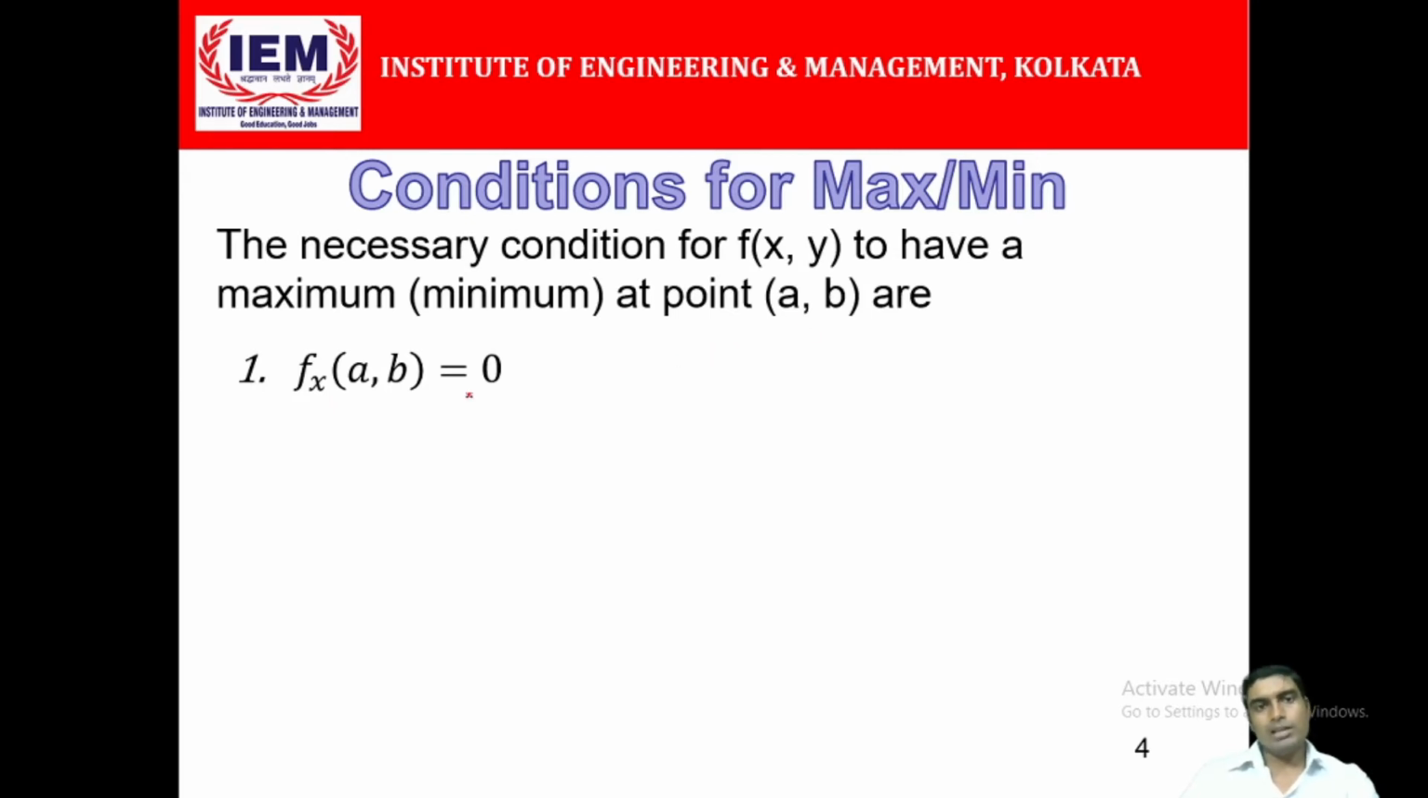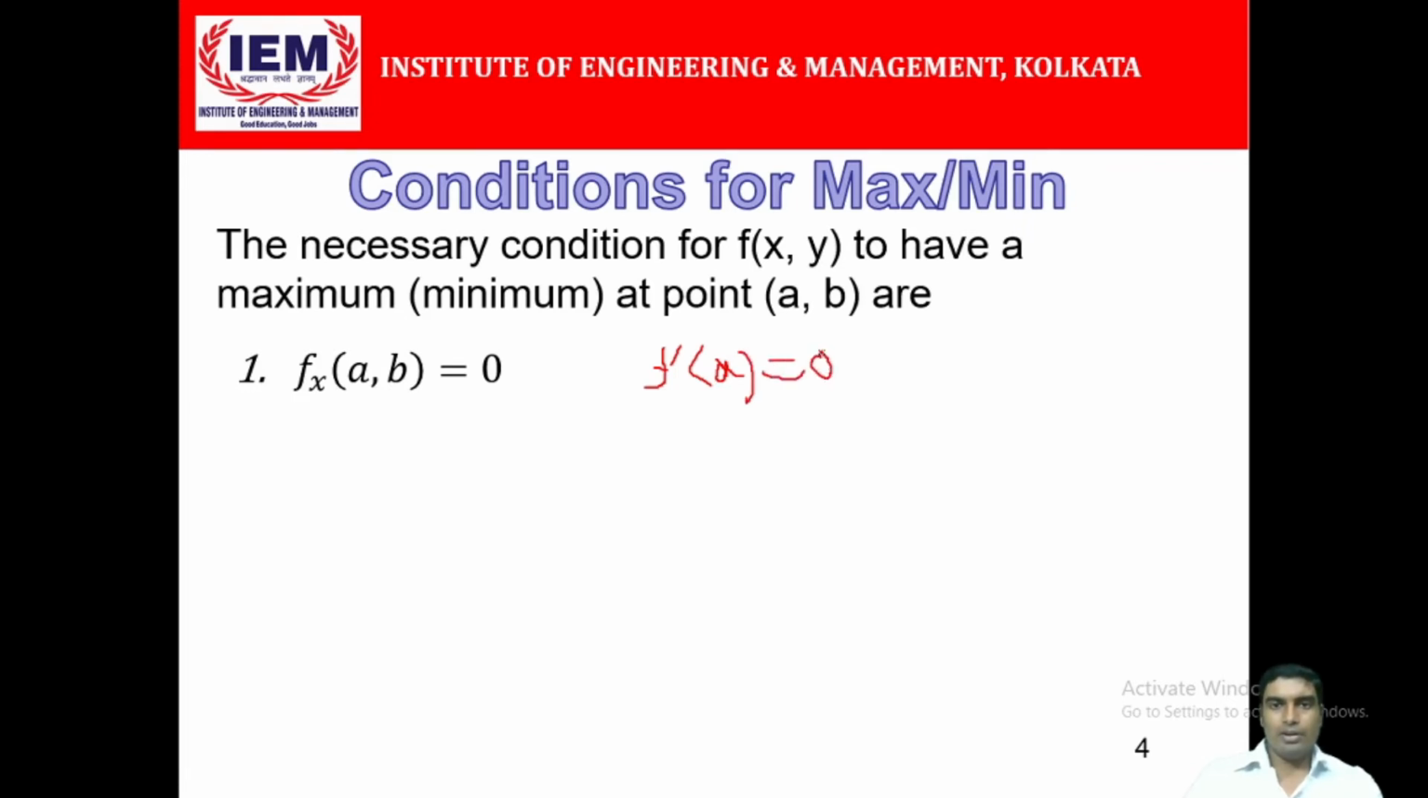Meaning the first point is that whenever you have a maximum or minimum value of this function, then at that point the partial derivative of this function with respect to x will be 0. The same case holds for a single variable also. At that time you have f dash a equal to 0.